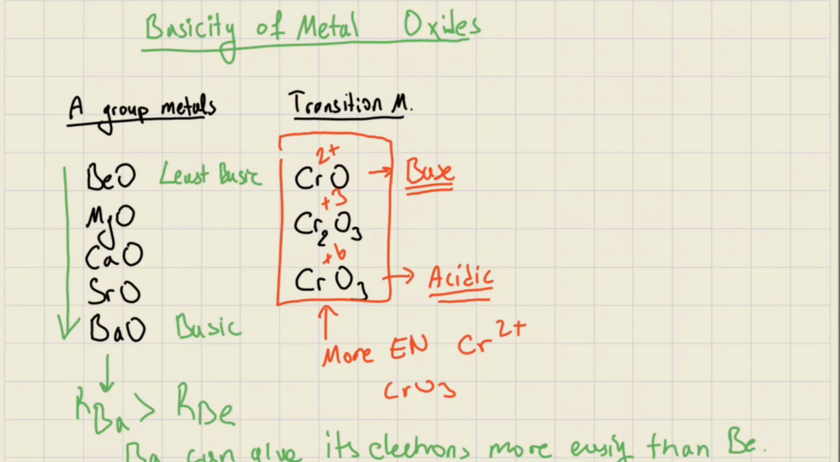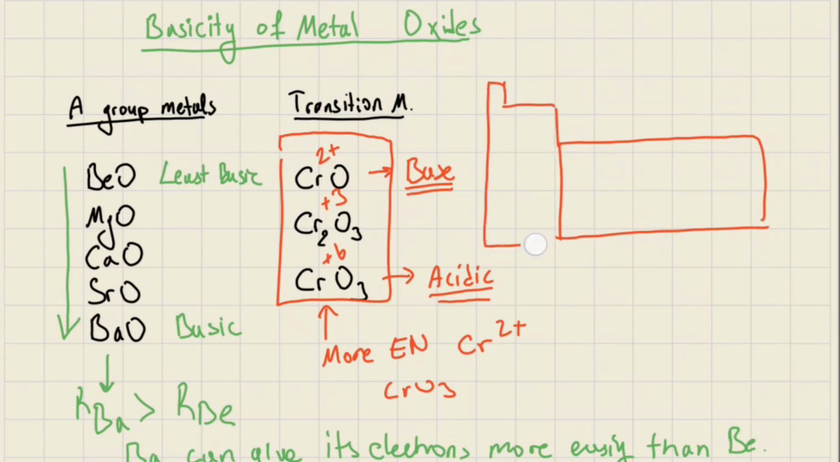And trends across a period from left to right in transition metals. We can think of a periodic table. I just want to make a rough graph. In transition metals from left to right, for the d group elements, oxidation state increases and ionic character decreases, which causes the covalent character to increase.